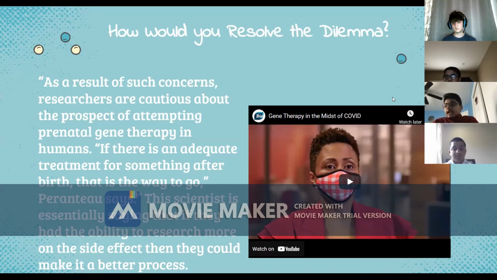"If there's an adequate treatment for something after birth, that is the way to go," Parenteau says. The scientist is essentially saying that if they had the ability to research more on the side effect, then they could make it a better process.